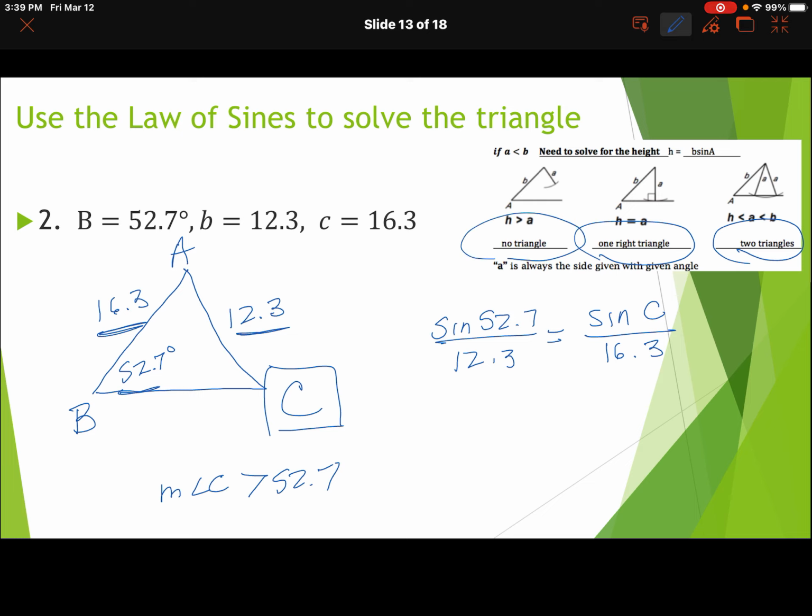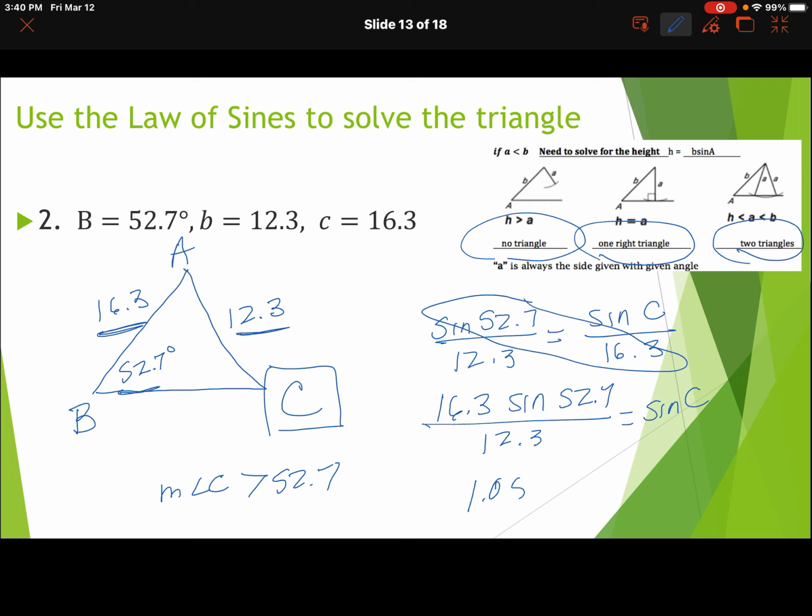So I'm going to put this in my calculator, and I'm going to do 16.3 times sine of 52.7 divided by 12.3, and that's going to equal sine of C, right? So when I put that in my calculator, I get 1.05 is sine of C.